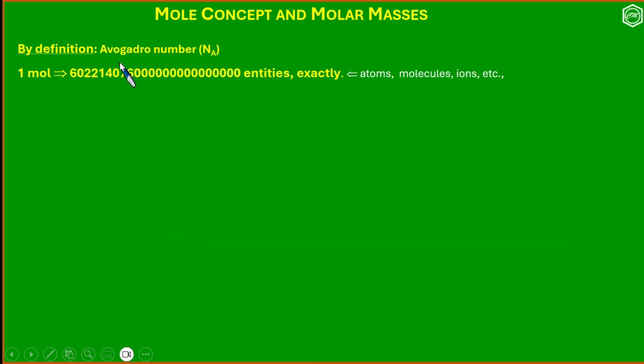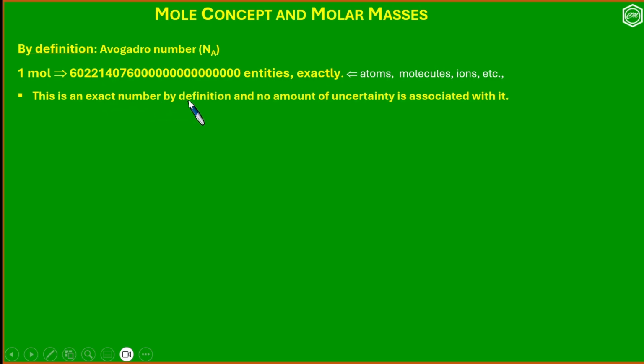By definition, Avogadro number Na is, that is 1 mole is this number exactly. This is an exact number by definition and no amount of uncertainty is associated with it. This definition came into effect in May 2019. In 2019, 4 of the 7 SI base units specified in the International System of Quantities were redefined in terms of natural physical constants rather than human artifacts such as the standard kilogram.